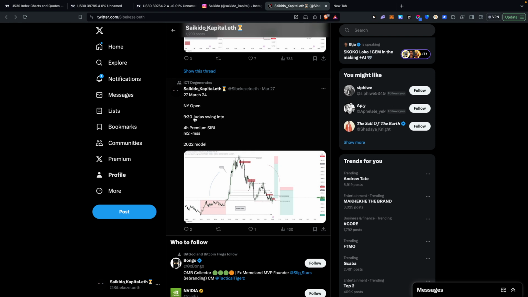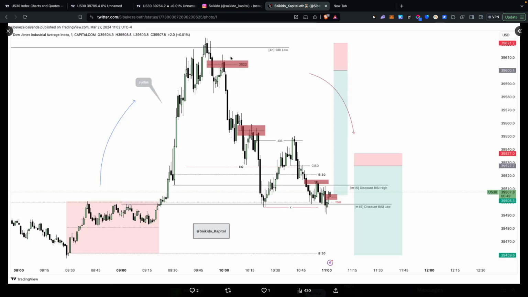So this is the 930 Judas swing into the 4-hour premium BC, then the bearish market structure shift on M1, and then this is the 2022 model. I was just looking at this, and then here, since this propelled price, this is also a bearish market structure shift. So at premium of this dealing range, you have that bearish order block, which I was hoping was going to push price lower to take sell side liquidity, and it did exactly that.